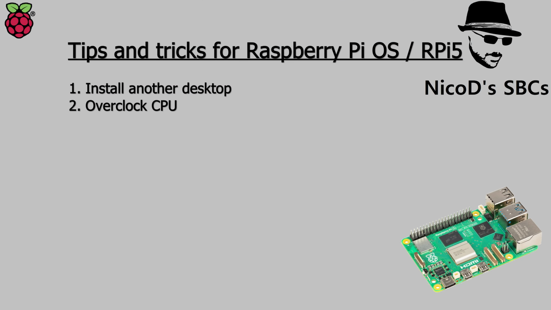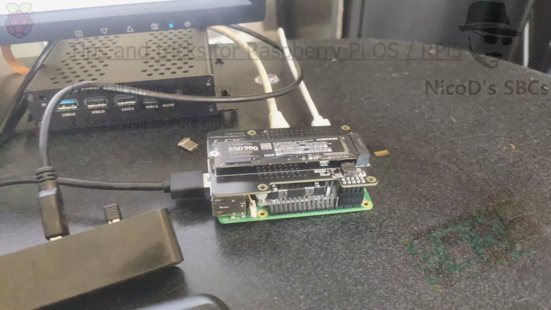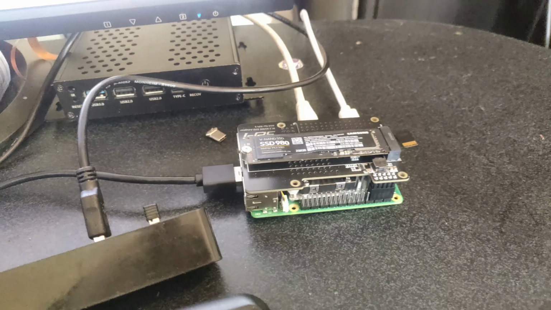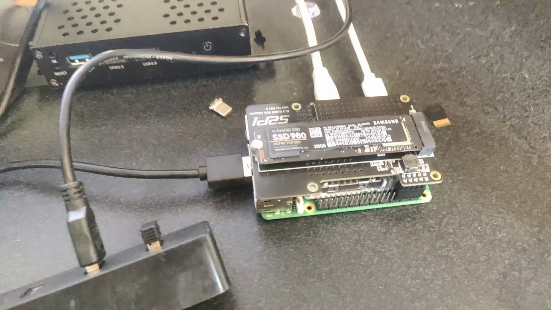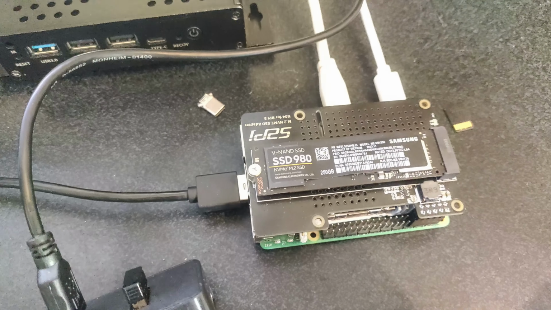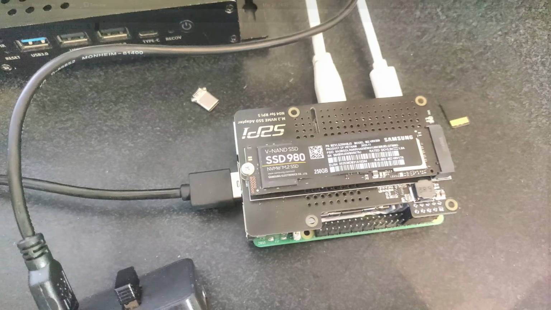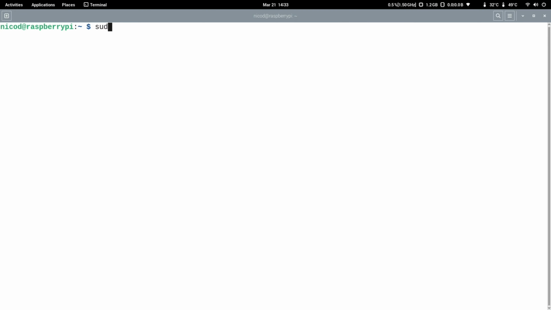So now number 3, set the NVMe to PCIe Gen 3. I've got an NVMe head for my Raspberry Pi 5, and by default it is PCIe Gen 2 1 lane. So let's do a benchmark with GNOME Disks. If you don't have GNOME Disks installed, then do sudo apt install gnome-disk-utility.